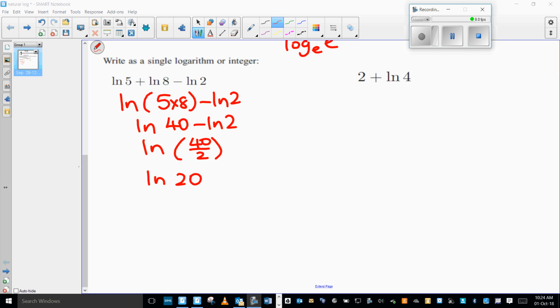Alright, now this one here, it's handy for other questions as well. I don't know if you've spotted any of these up until this point. So here I've got 2 plus natural log 4, and I need to join them together or write it as a single log. Any suggestions what I might do?